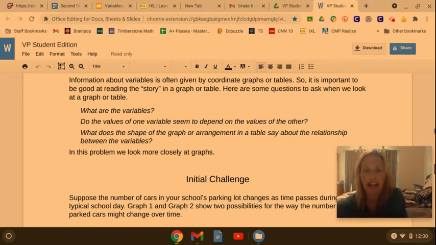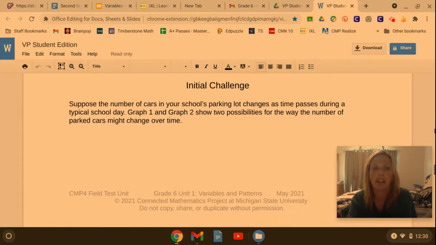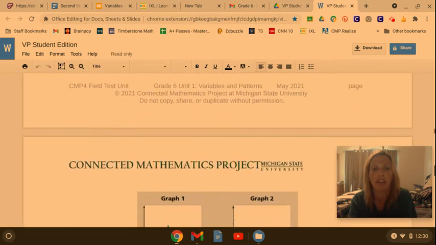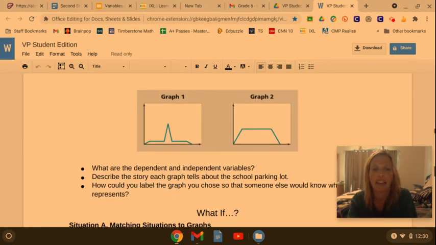So some questions to ask yourself here are, what are the variables? Do the values of one variable depend on the other? That's going to help you figure out if it's a dependent or an independent variable. What does the shape of the graph or the arrangement in the table say about the relationship between those two variables? In this problem, we're going to take a look at some examples, like some graphs that they're giving you here. We have two different graphs, and they're saying that these graphs have to do with the school parking lot.